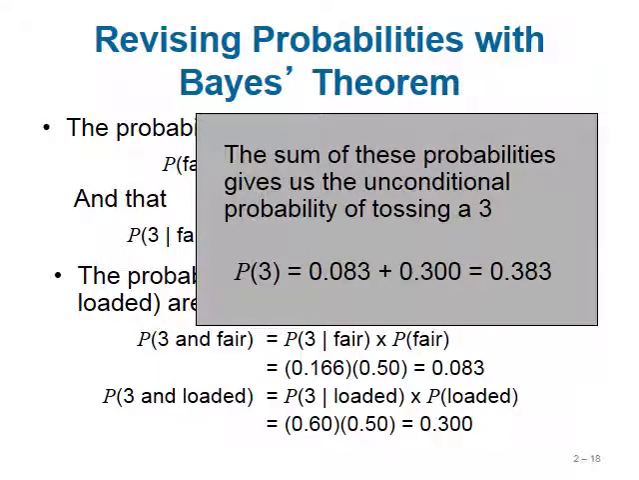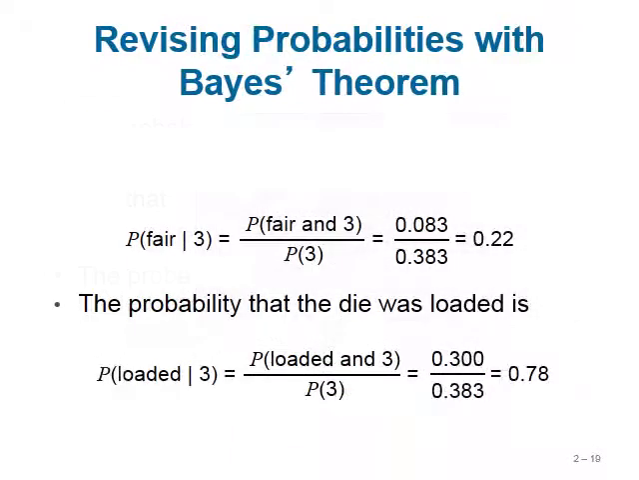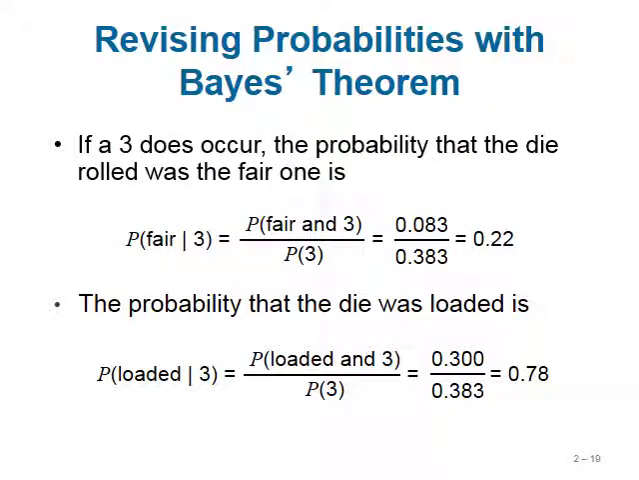Add the 2 probabilities, and we get the unconditional probability of rolling a 3 on either die as 0.383. Now we can revise our probabilities by dividing our original probabilities by the probability of rolling a 3 that we obtained with this new information. These are our posterior probabilities for the original problem.